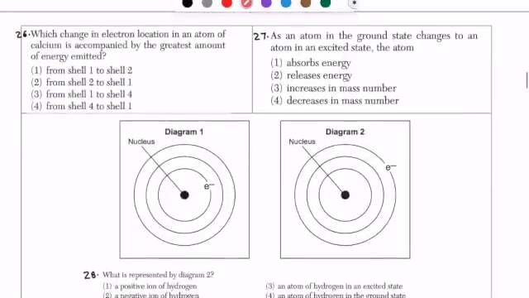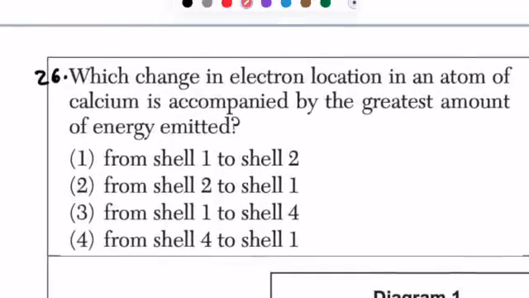Then we have a few more questions. So which change in electron location in an atom of calcium is accompanied by the greatest amount of energy emitted? So when we are going from shell 1 to shell 2, because we are going from low energy to high energy in this case, energy is actually going to be absorbed instead of being emitted. So this is not your answer. When we go from shell 2 to shell 1, now energy is going to be emitted. So this could be a possible option.